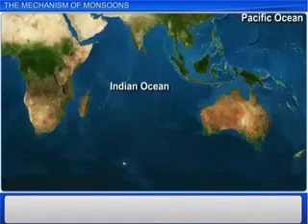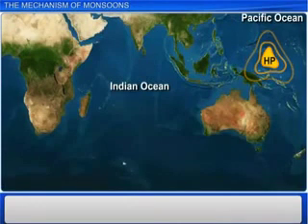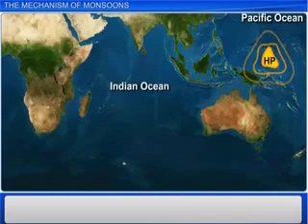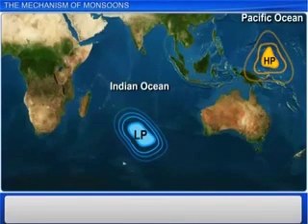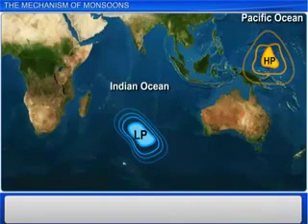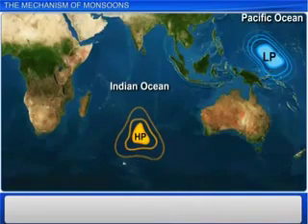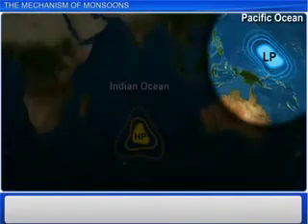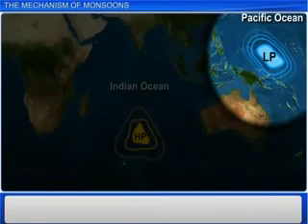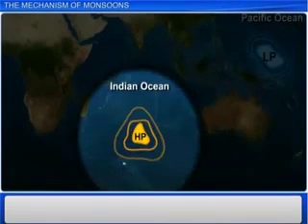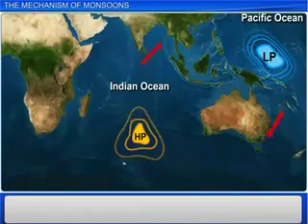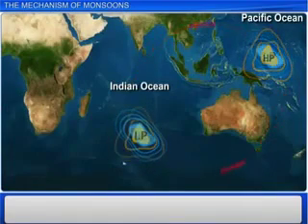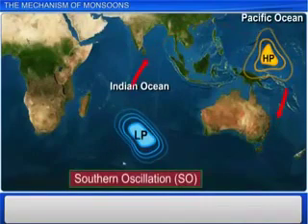Normally, when the tropical eastern South Pacific Ocean experiences high pressure, the tropical eastern Indian Ocean experiences low pressure. However, in certain years, there is a reversal in the pressure conditions. As a result, the Eastern Pacific has lower pressure in comparison to the Eastern Indian Ocean. This periodic change in pressure conditions is known as the Southern Oscillation, or SO.